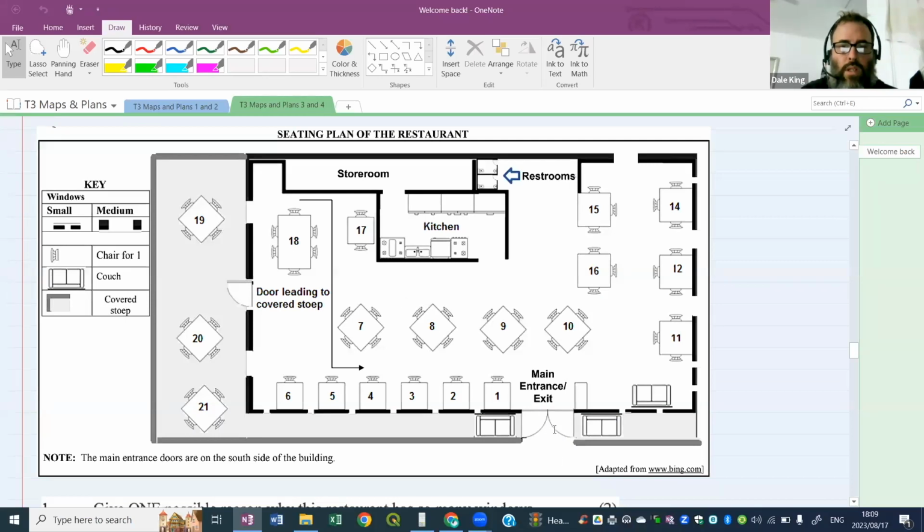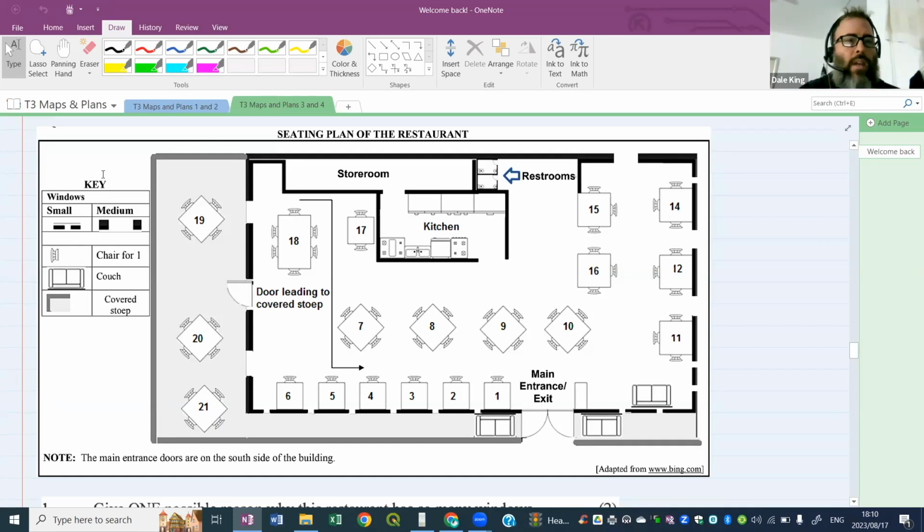We've got doors here at the bottom. We've got couches. We can see the kitchen with all the appliances, the restrooms or toilets, the storeroom, and all the tables and numbers. This gray area looks like a patio on the outside. That's what it looks like, but we'll go into the questions and see.